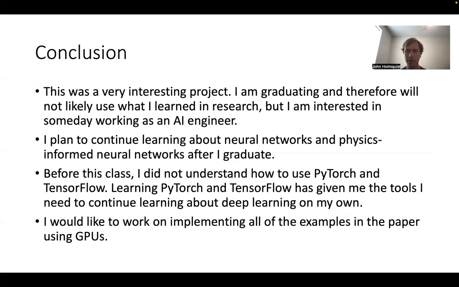And for that, I probably need to buy a GPU. So I'm hopeful that in a year or so, maybe I can afford to buy a GPU and continue working on this project and learning more about neural networks.